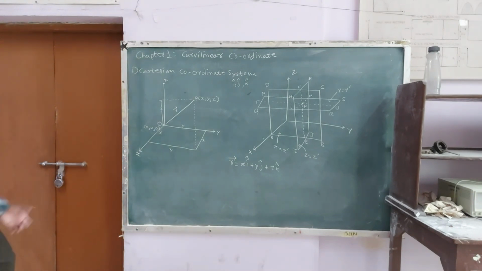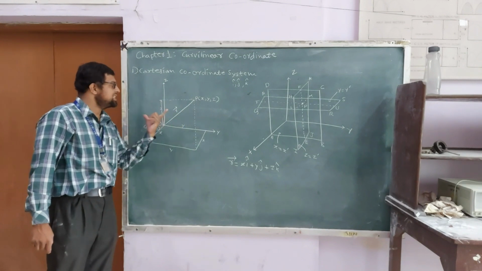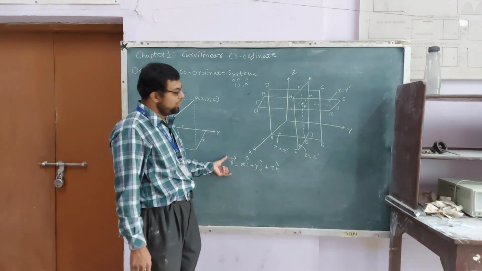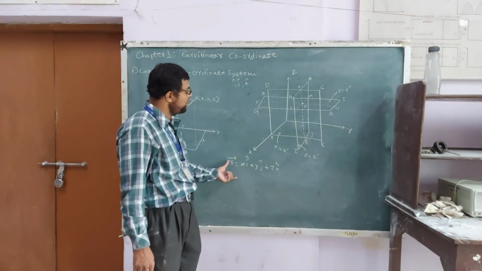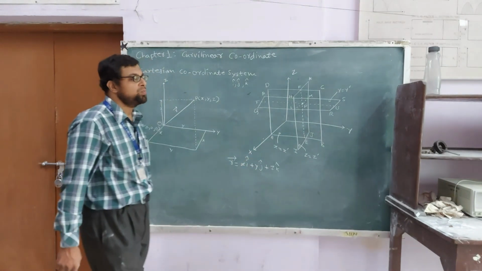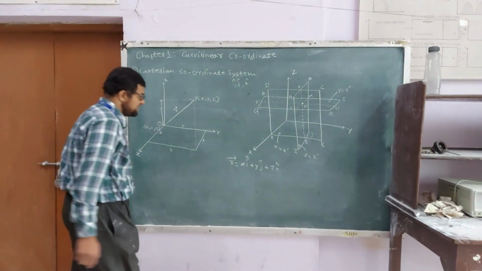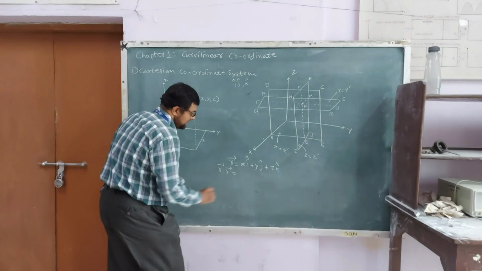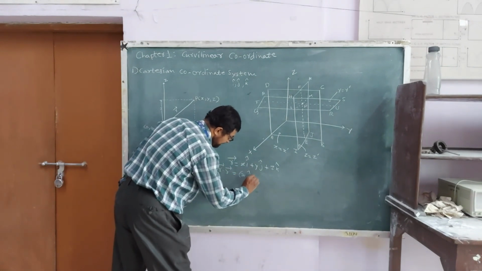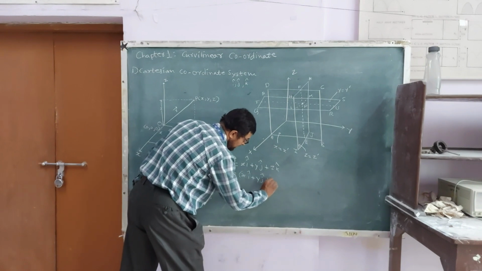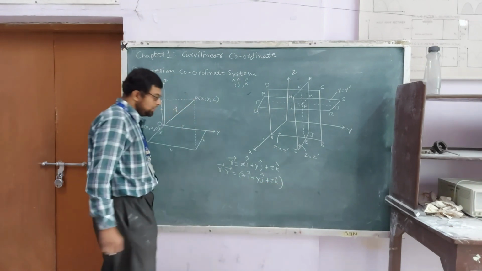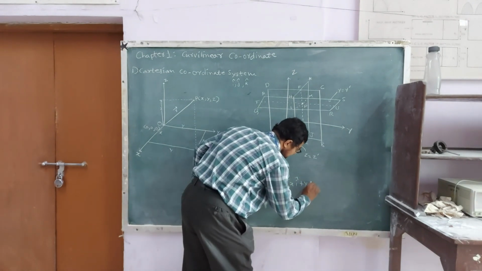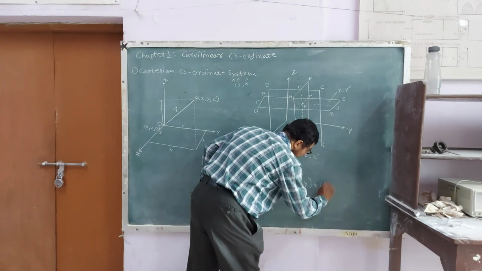Now to know this distance, we can use the distance formula, or we can find the mod of this vector. So mod square of this vector is nothing but r bar dot r bar, that will be x square plus y square plus z square. So if I consider this r bar dot r bar, it will be x i cap plus y j cap plus z k cap dot x i cap plus y j cap plus z k cap.